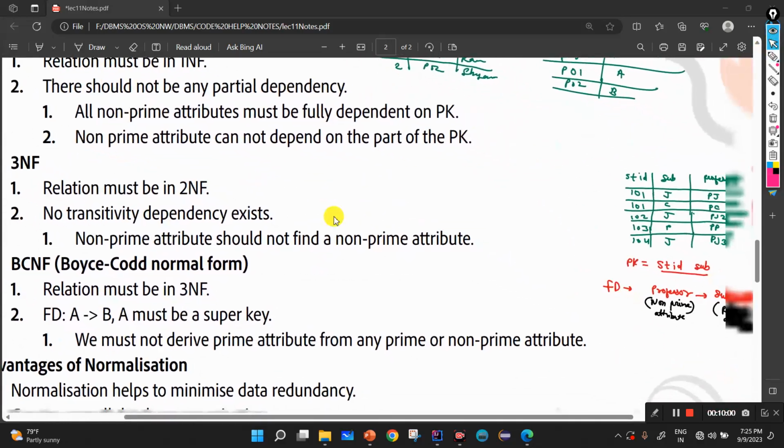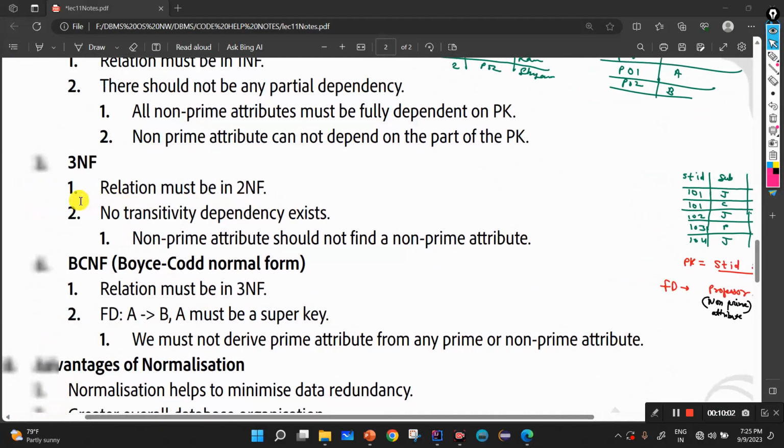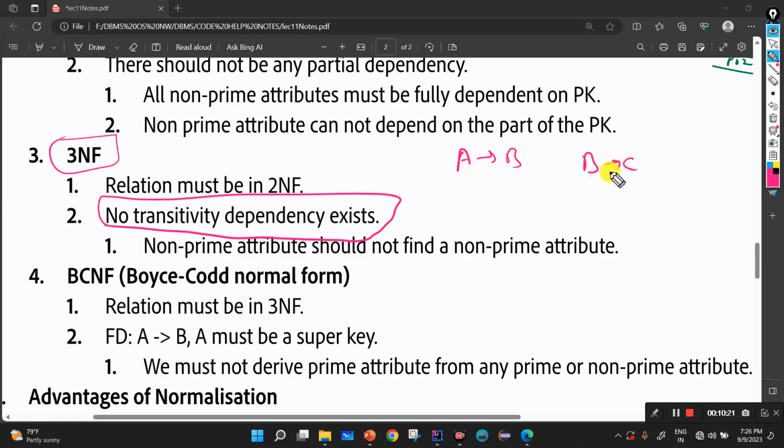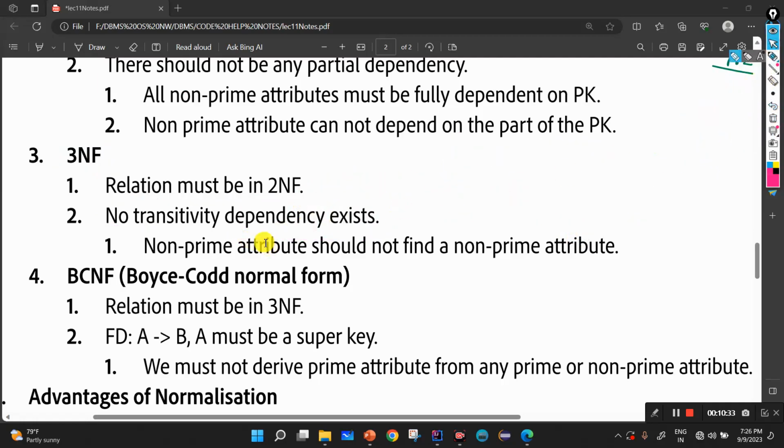Now the third thing is 3NF. What does 3NF say? It is very simple, and we don't need any examples to explain it. In 3NF, no transitive dependency exists. There should not be anything like A determines B and B determines C, so that A determines C. This is our transitivity. If any such thing exists, then we have to reduce it. So this is very simple, and there is no need to explain more about it.